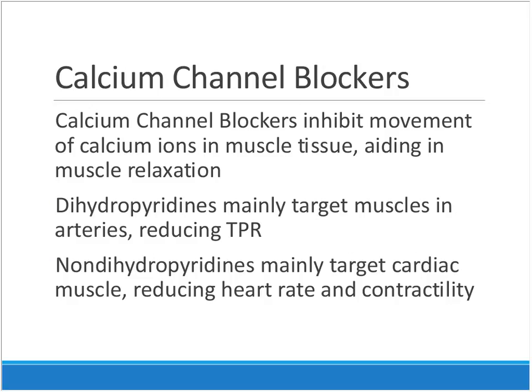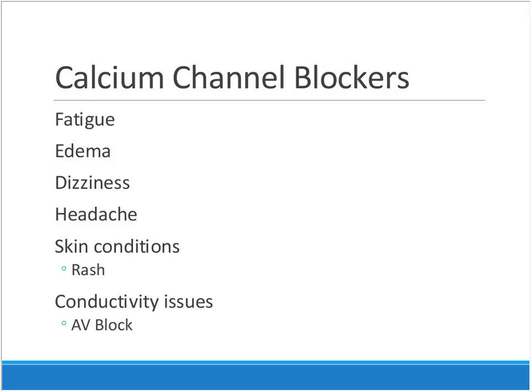Non-dihydropyridines mainly target the cardiac muscle. This reduces the patient's heart rate and the contractility of the heart. Now, because we're changing the rhythm of the heart, we run the risk of AV block in some of these patients.